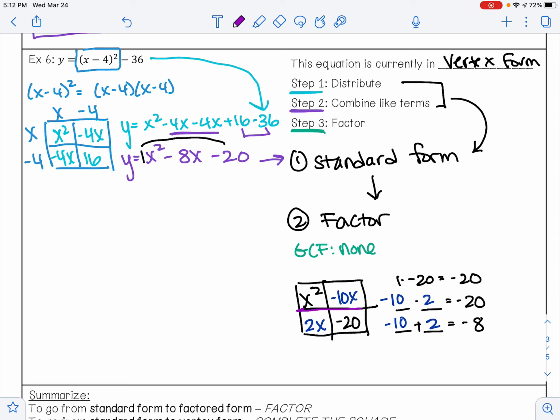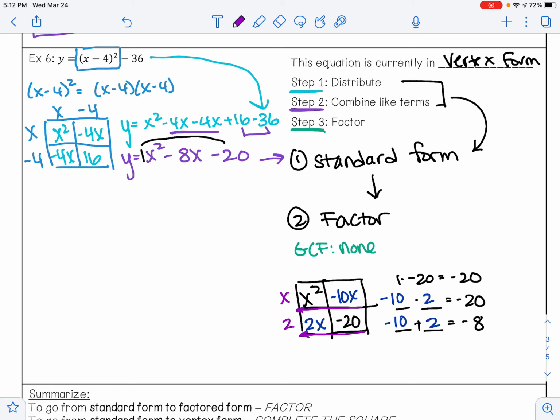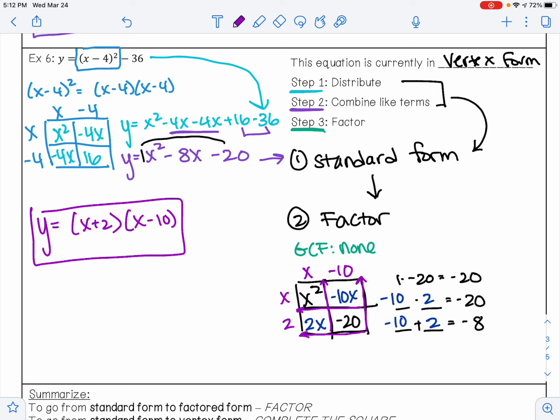The greatest common factor between x squared and negative 10x is x. The greatest common factor between 2x and negative 20 is 2. The greatest common factor between x squared and 2x is x. And the greatest common factor between negative 10x and negative 20 is negative 10. So my equation is y equals x plus 2 times x minus 10. This equation is now in factored form.